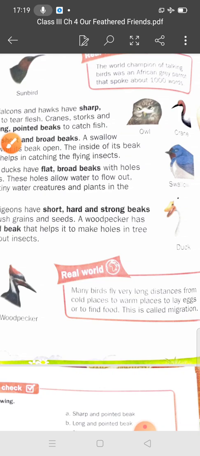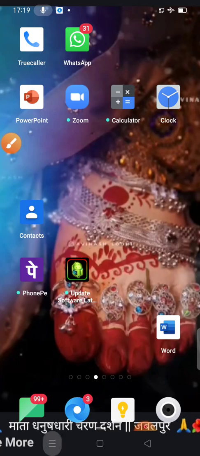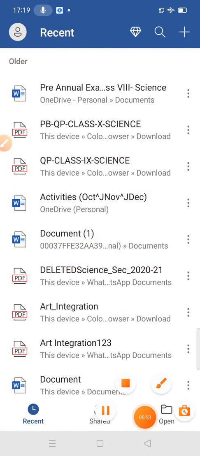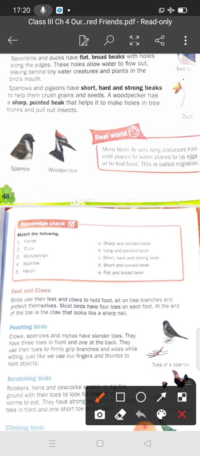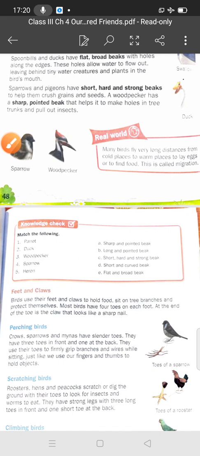Okay students. Now there is an exercise, a knowledge check. You should first read the chapter and then find out the answers. If we talk about the parrot, what is the shape of the parrot's beak? Yes students, short and curved beak. So you can match the parrot with the first D part.